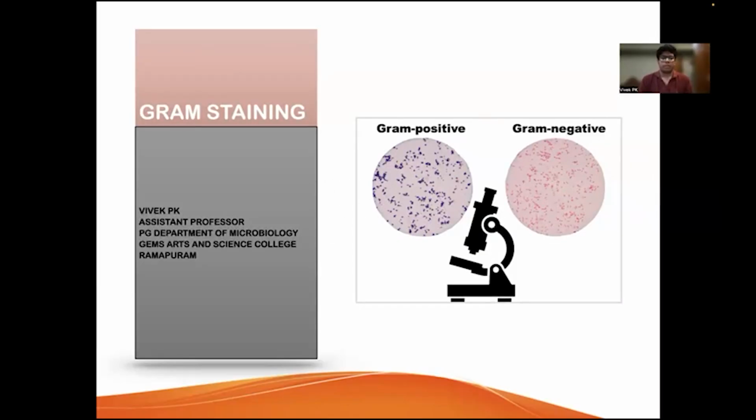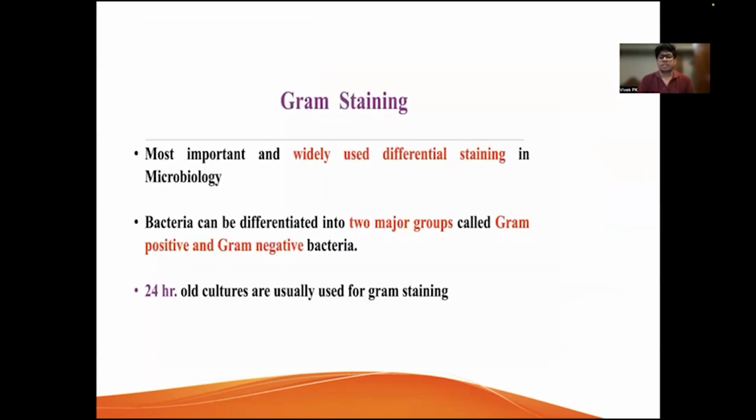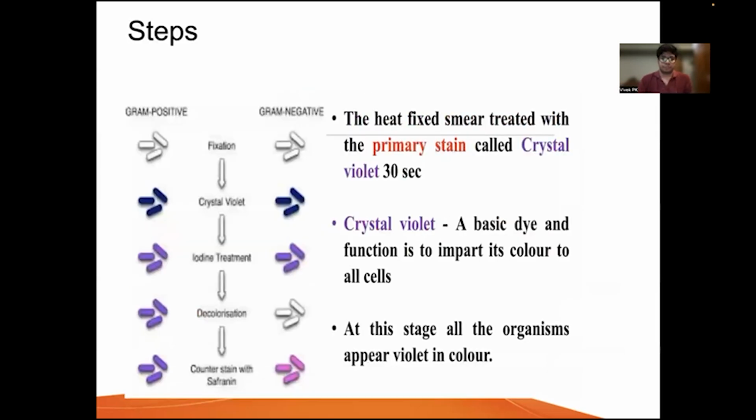Hello everyone. So today let us learn about gram staining. Gram staining is a widely used differential staining in microbiology, and it can be used to differentiate between gram-positive and gram-negative microorganisms. So let us move on to the procedure.